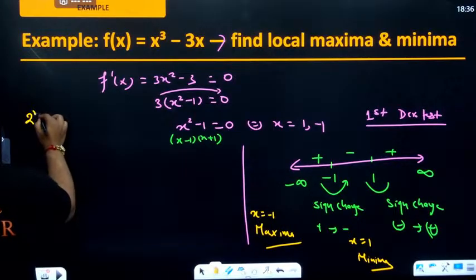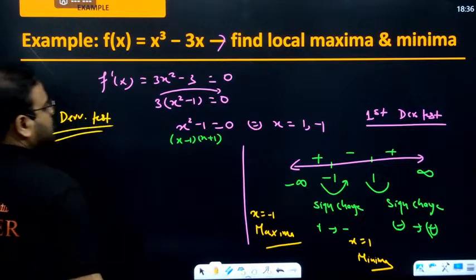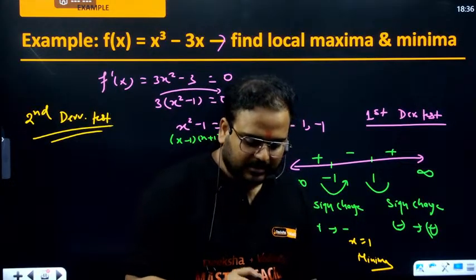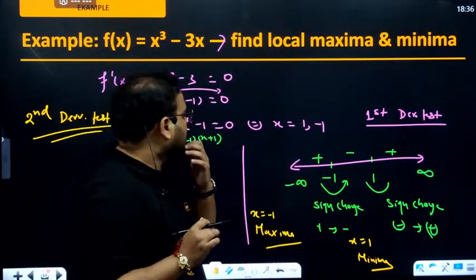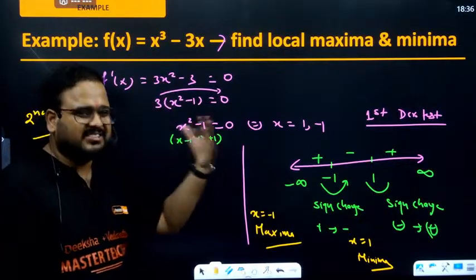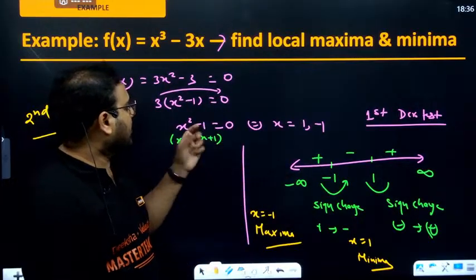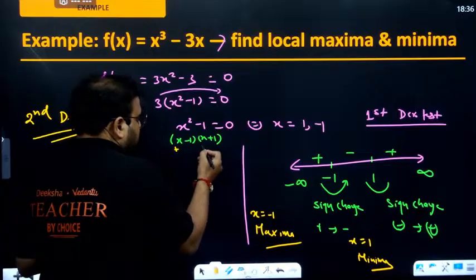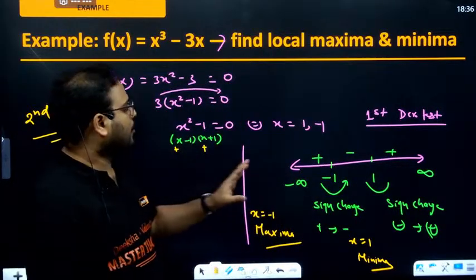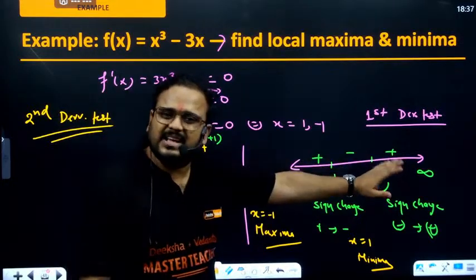Let's do the second derivative test also. But before I do this, does anyone in the class have a doubt in the first derivative test method? I'll repeat again. You differentiate this function, you get the critical point, stationary point, whatever you call it, and plot it on the number line. Now check the coefficient of x, here it is positive, here also it is positive. So plus, minus, and plus. Clear? Okay, sir.